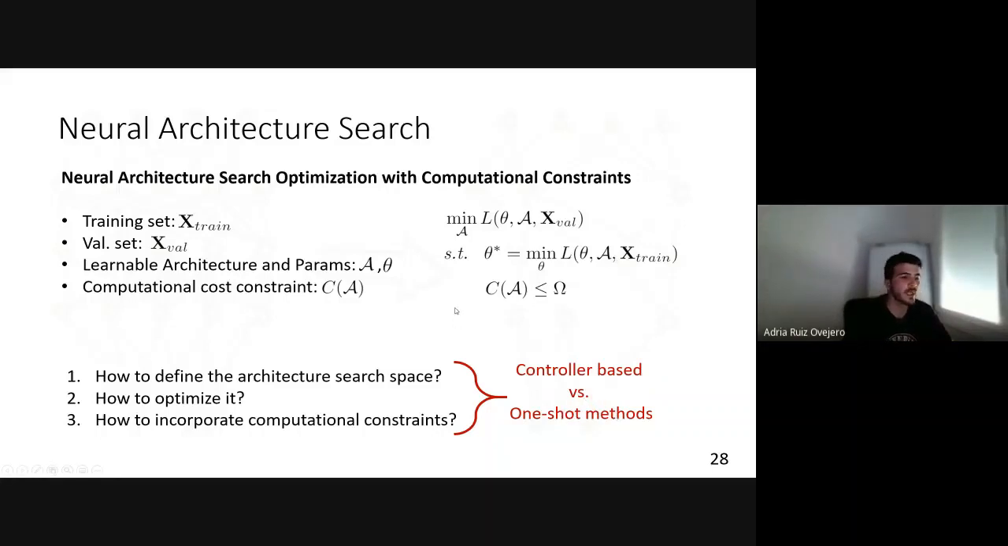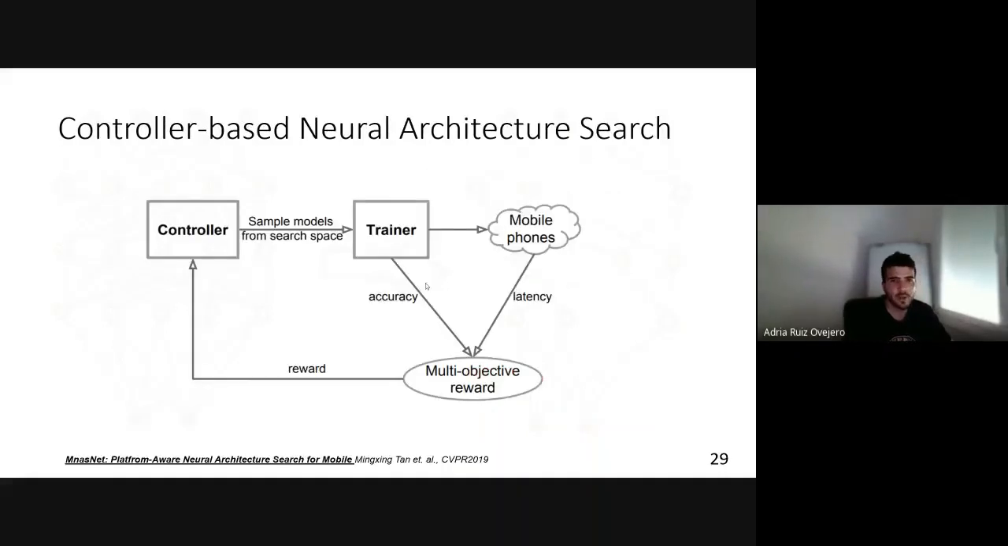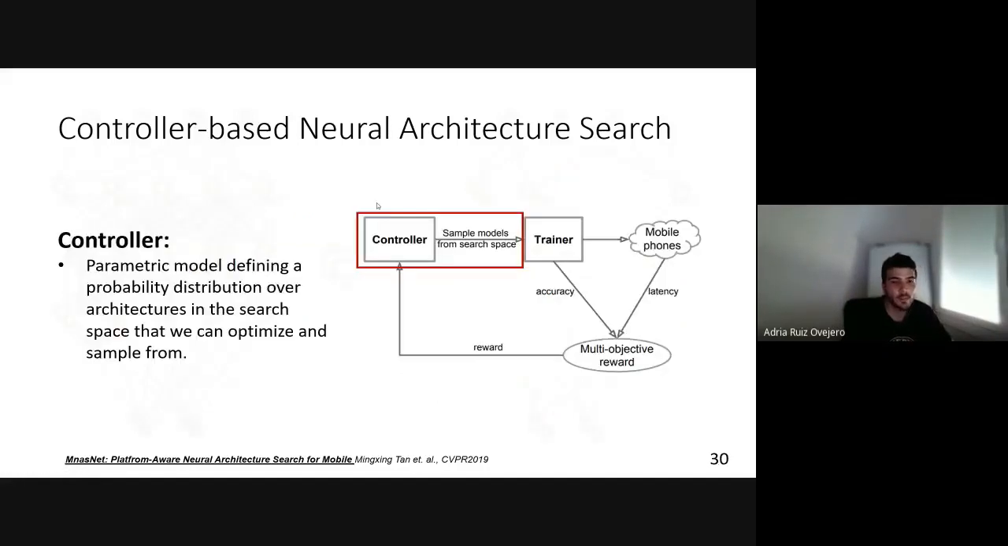So I'm going to briefly introduce the basic ideas by explaining them using concrete examples of different methods that were proposed two years ago. The idea of controller-based neural architecture search is the following. In controller-based neural architecture search, we have different components: the controller, the training, and also the updater of the controller. I will now explain the main idea behind all these components.